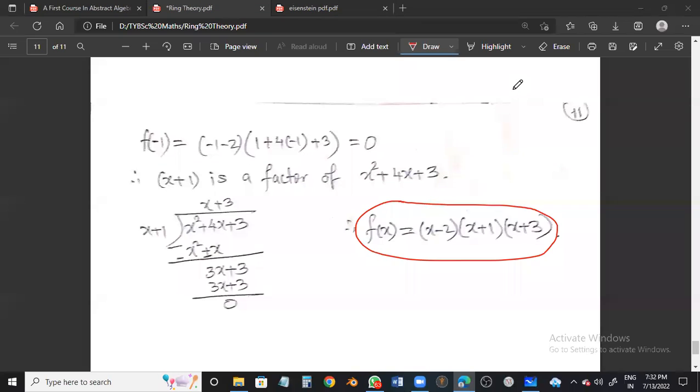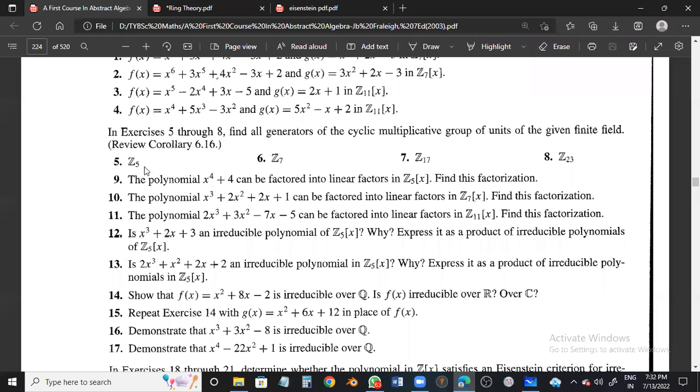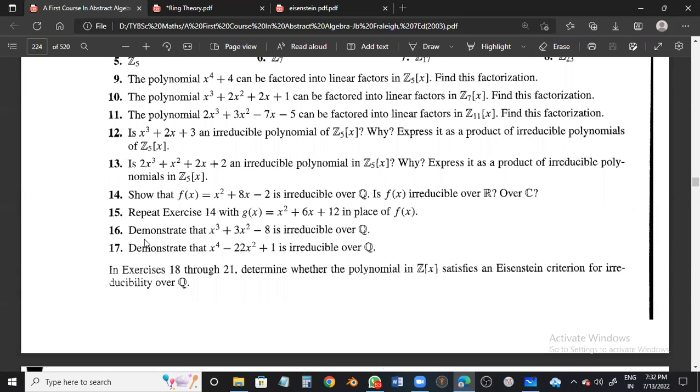All right. Now, I would like to continue with this particular kind of question. Demonstrate that x cube plus 3x square minus 8 is irreducible over Q. So, how would you go?